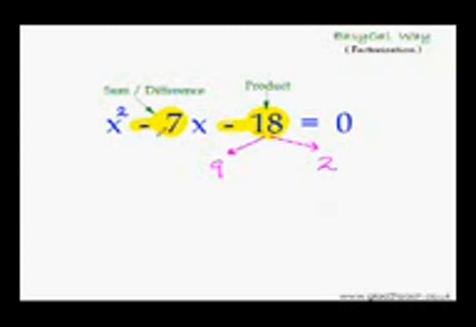Since the difference is minus 7, that means the bigger number out of these two numbers must have been negative. So definitely 9 is the bigger number. So make it negative. And that takes care of the negative product as well. Minus 9 times 2 is minus 18. And the sum of minus 9 and 2 is minus 7. That's perfect. And with that, we have got the factors of a quadratic equation.